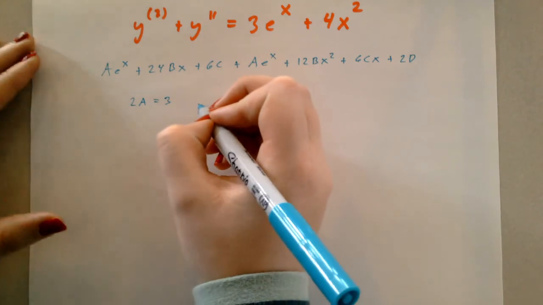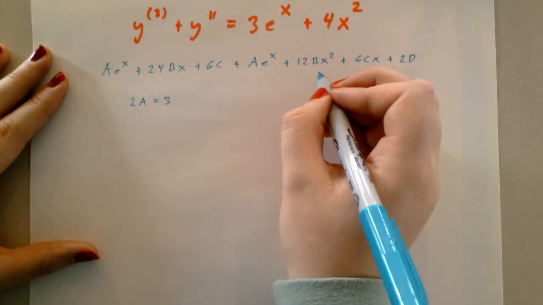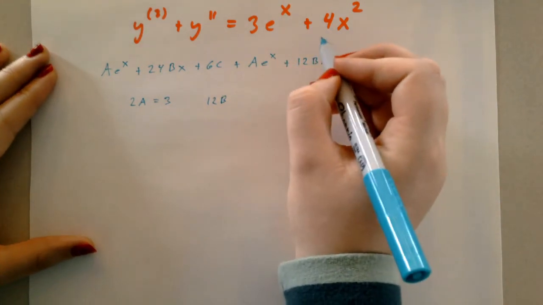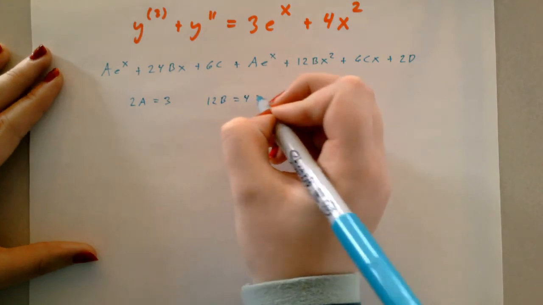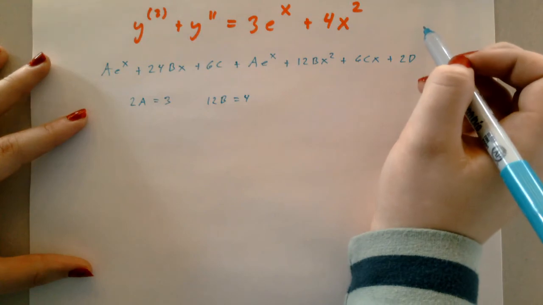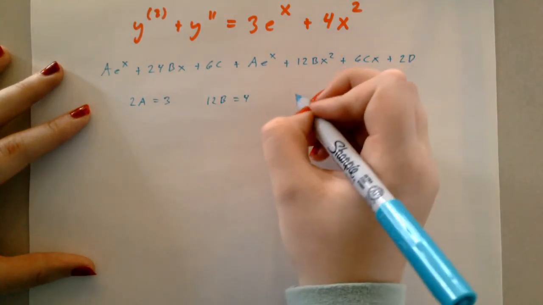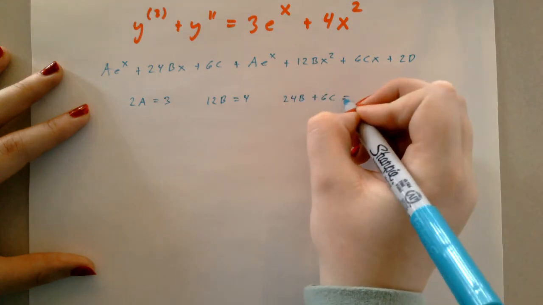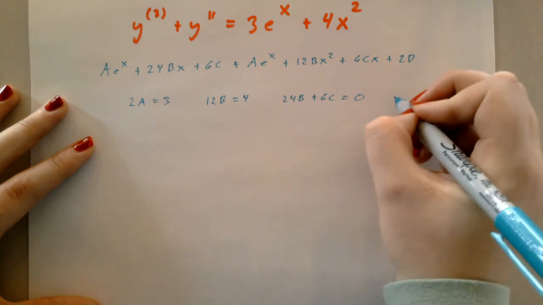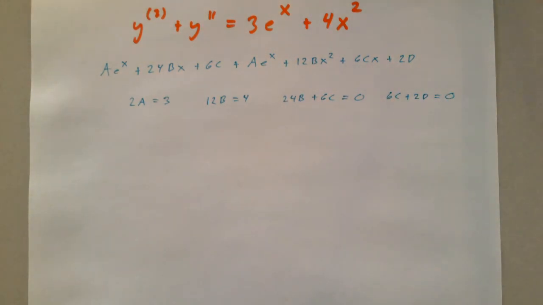We'll move on to our x squared terms. In this case, it's just 12b is our only term attached to an x squared. And we know that this needs to be equal to 4. Everything else will be equal to 0 because we don't have lower powers of x. So for x alone, we have 24b and 6c. That's going to have to be equal to 0. And then we have our constants, 6c and 2d. Those will also have to be equal to 0.